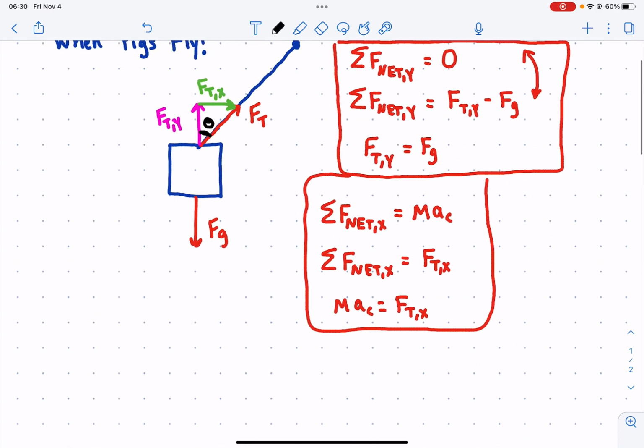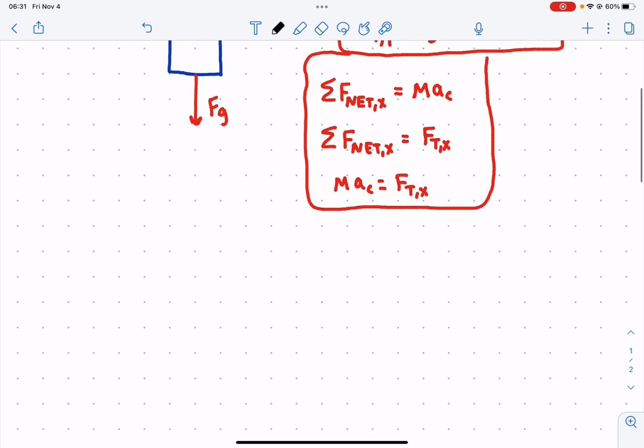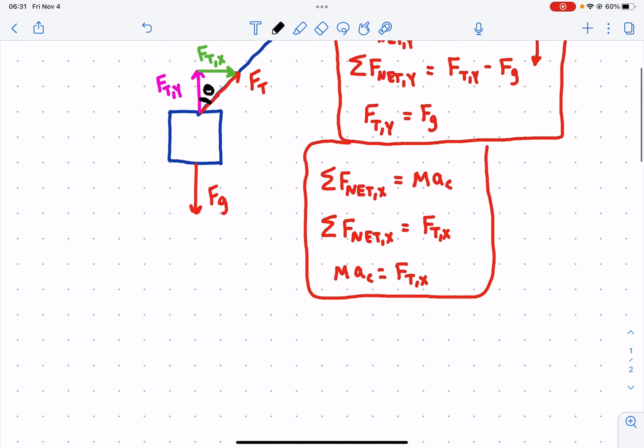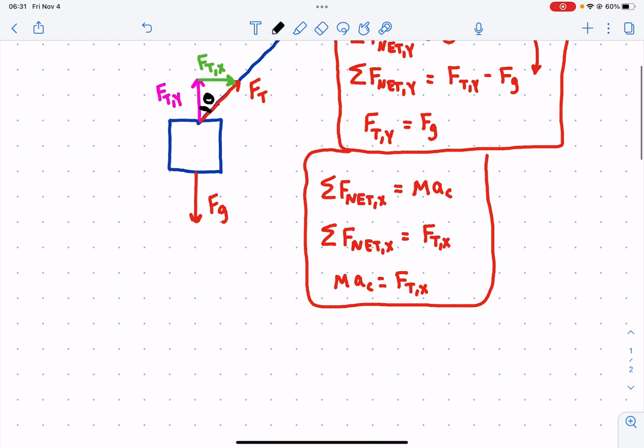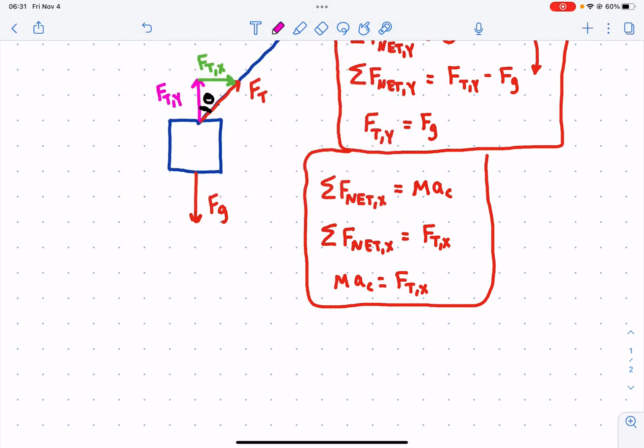So everything that I did for setting up the forces is going to be in red, and everything that I do from here on out is going to be in the corresponding color. Okay, so let's focus on the y component, and then let's go ahead and focus on solving for the x component, and then we'll go ahead and see if we can create a system of equations. So I'm going to go ahead and switch to pink, and I'm going to go ahead and solve for the y component.